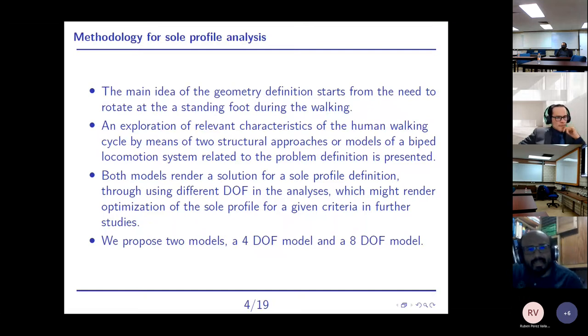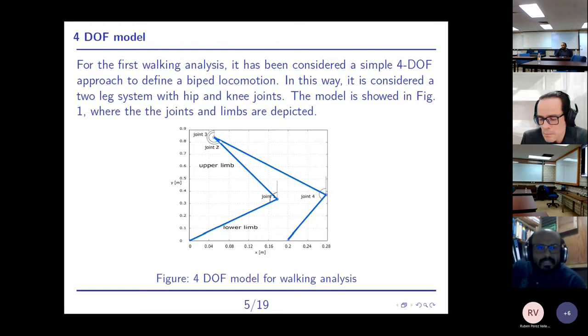The main idea is related with the need to rotate the foot while we are walking. So we are going to analyze the human walking cycle using two main models related with the biped locomotion system: a 4 degree of freedom model and an 8 degree of freedom model. The first model has four joints, four degrees of freedom, and the information related with the upper limb and lower limb.